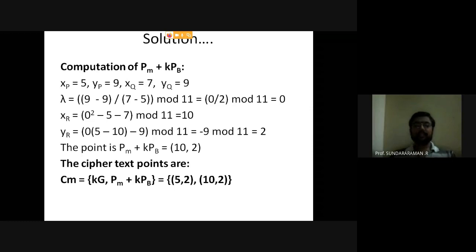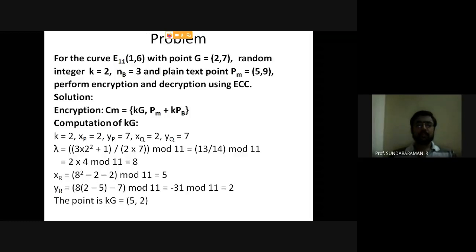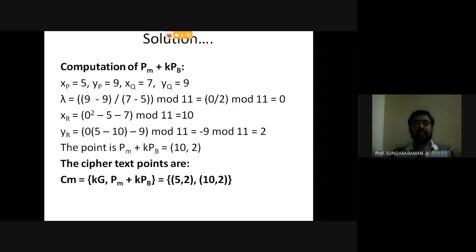So now 2 points are generated. First one is kG. What we got? kG is equal to 5 comma 2. Next is PM plus k into PB is equal to 10 comma 2. Now user A has encrypted the plain text, that is 5 comma 9, with the basic components, and user A has generated a couple of points in the ciphertext, which are represented as 5 comma 2 and 10 comma 2. Now these ciphertext points are sent to user B.